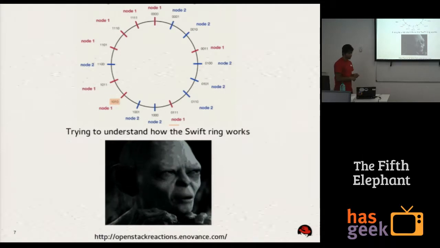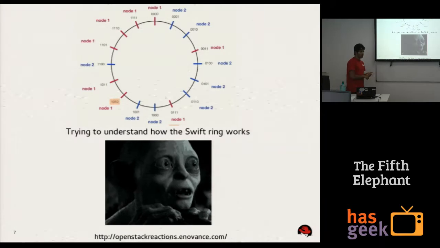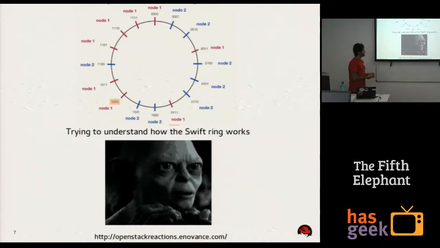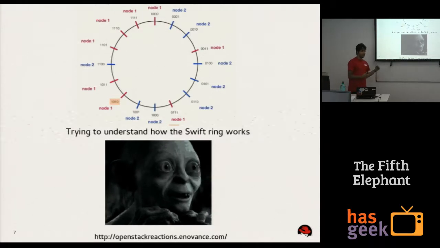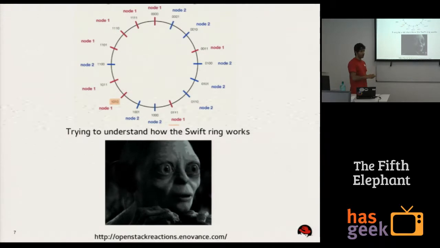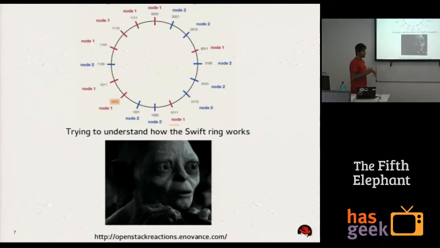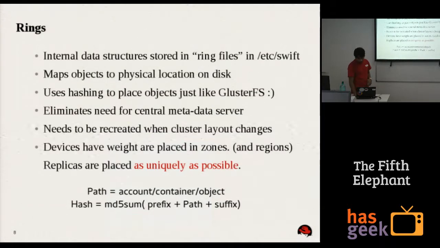These ring data structures are managed externally, and are a very important part of Swift. External tools are used to create these ring data structures, and these ring files are pushed onto every node. So the intelligence of data placement resides in these ring files.